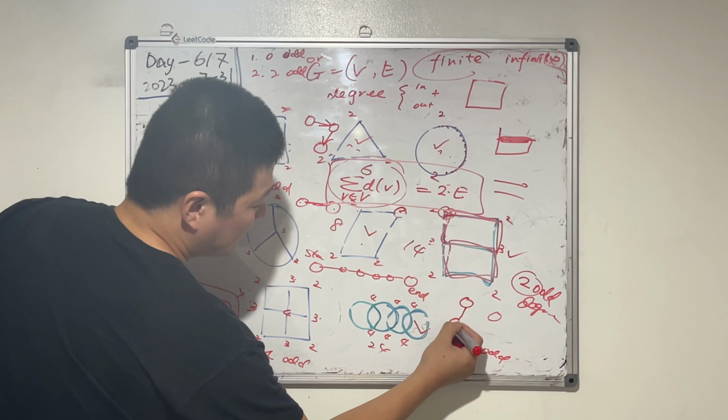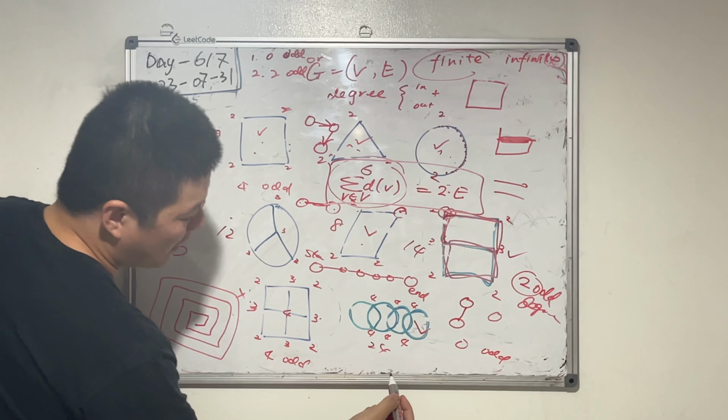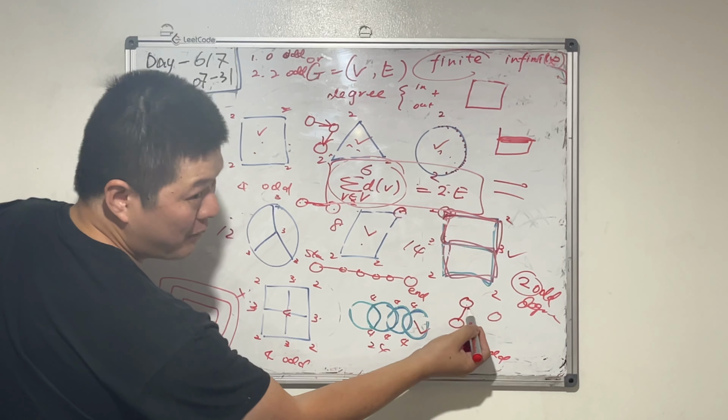Right? This is a simple graph. The number of odd degree vertices is 1 and 1, so 1 plus 1 is 2. Okay, I'll do another one. How many odd degrees? This is 1, this is 3, 1 and 1, and 3 plus 3 equals 6. So you cannot find a graph with only one odd degree.